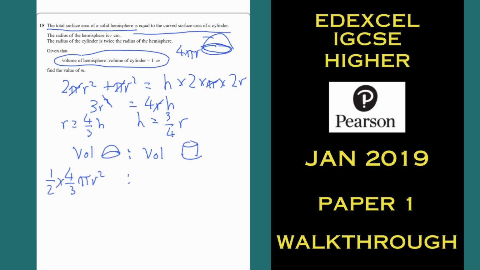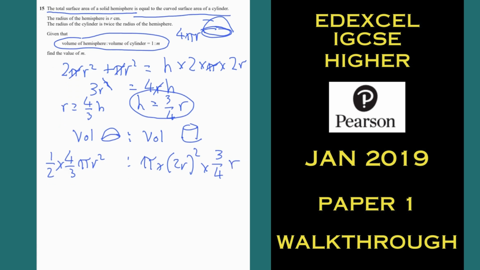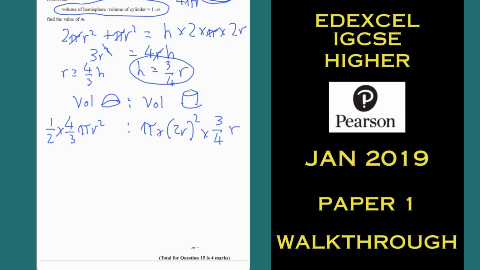The volume of a cylinder is pi times its radius squared. Don't forget its radius is 2r, not r, multiplied by its height. Now I'm not going to write h here, because if I did, I'm just going to end up getting rid of it. I'm going to get rid of the h and replace it with 3/4 of r. Now let's do a little bit of tidying up.